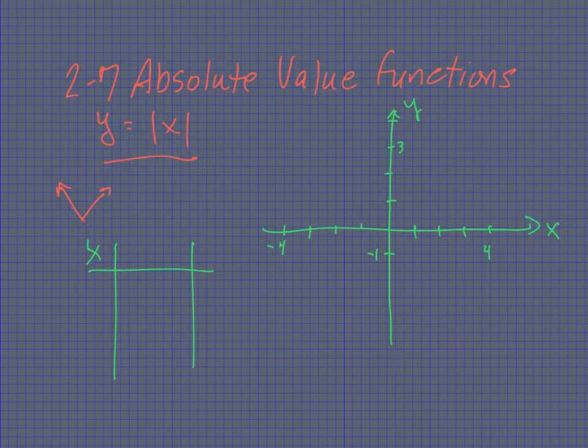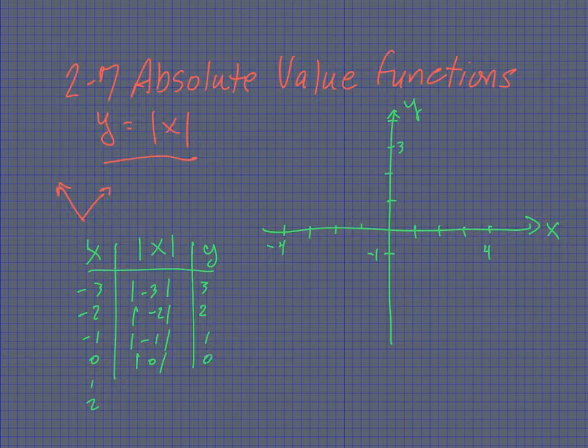If I have an input, so let's see, if I go with -3, -2, -1, 0, 1, 2, I'm looking for the absolute value of -3, which is 3, the absolute value of -2 is 2, the absolute value of -1 is 1, the absolute value of 0 is 0, the absolute value of 1 is 1, and we start to see the symmetry start to form. So the absolute value of 2 is 2.